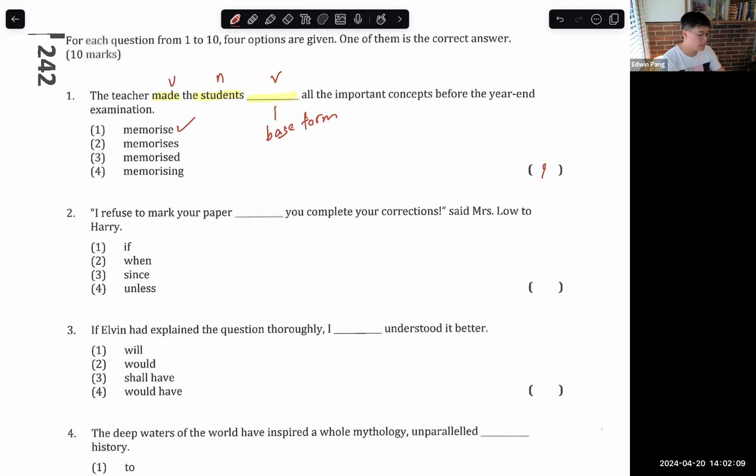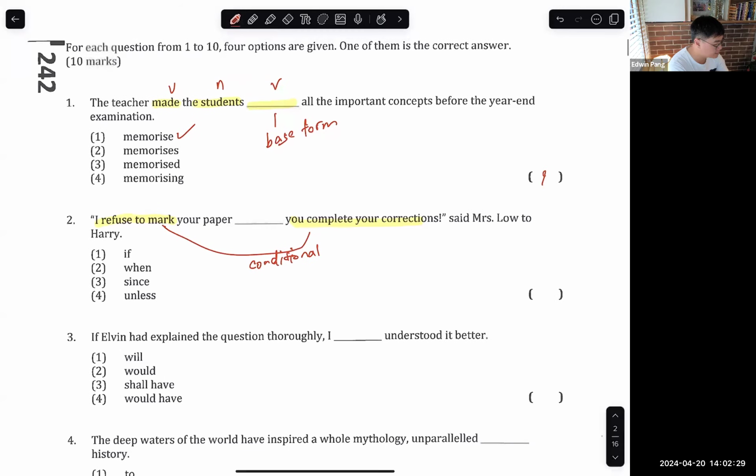Number 2, I refuse to mark your paper. So this is obviously a conditional, right? This is dependent on this. And it is not an if conditional, it's an unless conditional. So I refuse to mark your paper unless you complete your corrections. When it is in the direction from back to front, it's unless. When it is in the direction from front to back, it's if, okay?